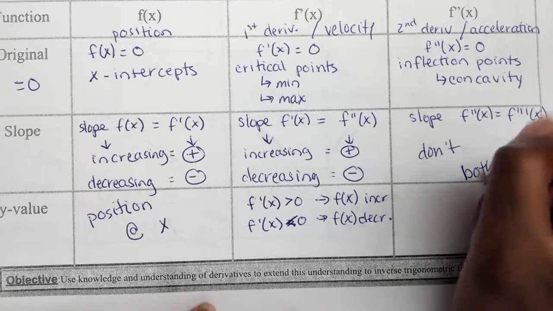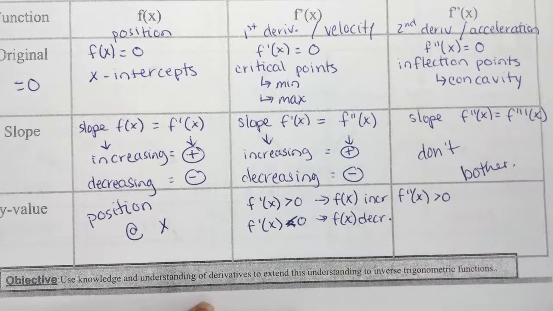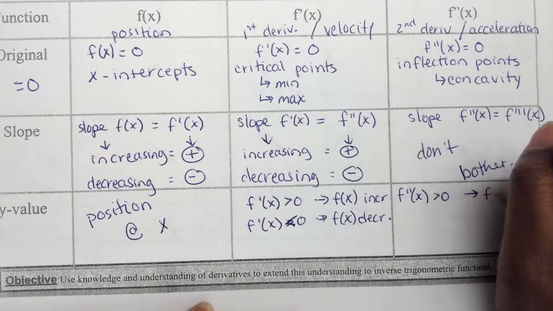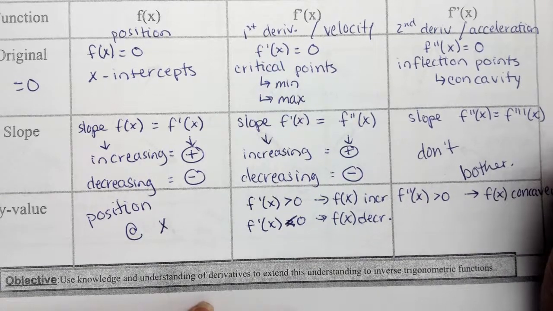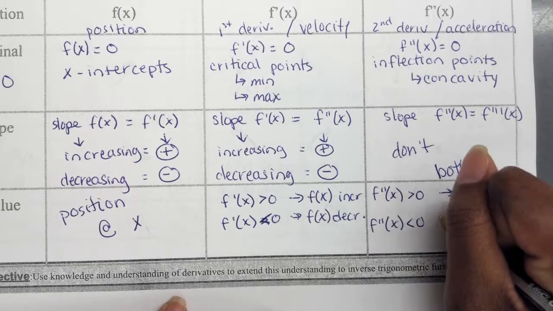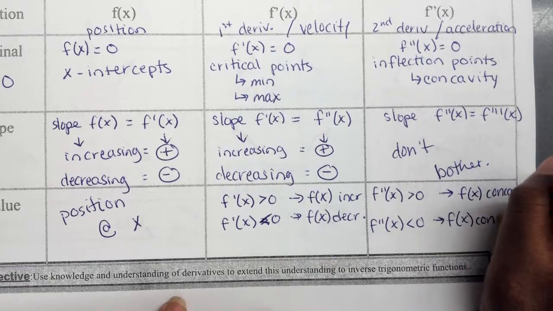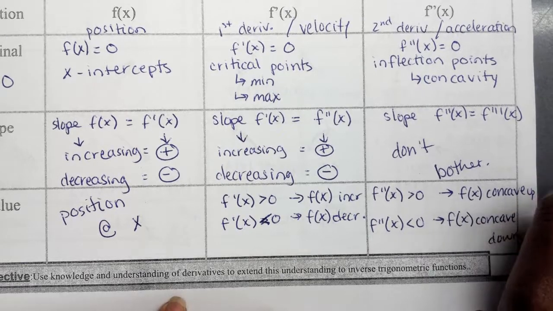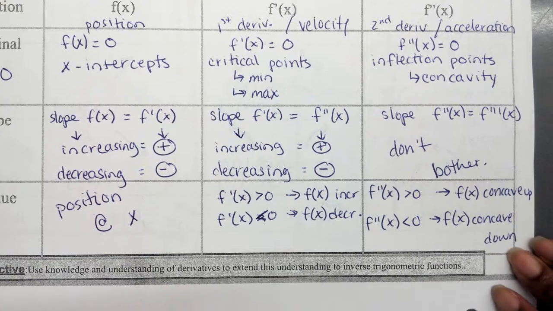Now if f double prime of x is increasing, then that tells you f of x is concave up. And if f double prime of x is decreasing, or is less than 0, then that means that f of x is concave down. Okay. So using that information, we are going to do 2 example problems on the next 2 pages.